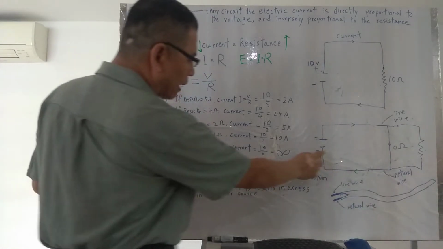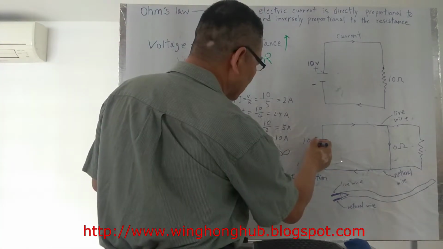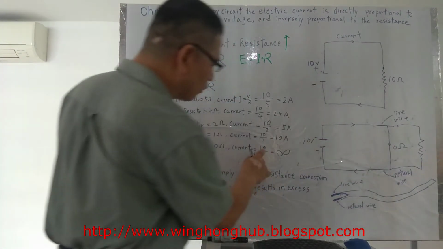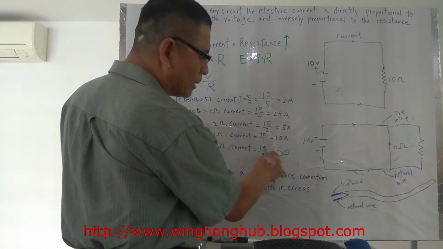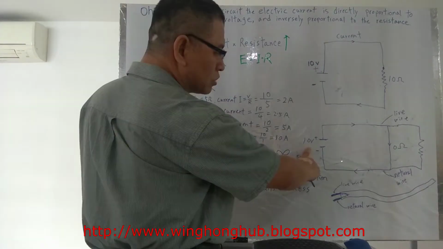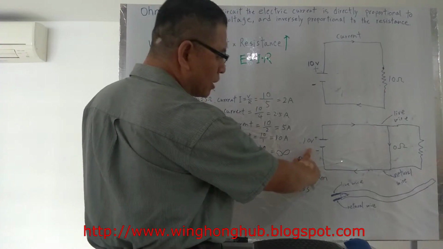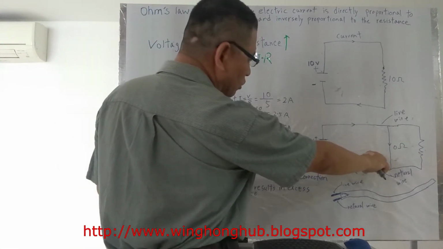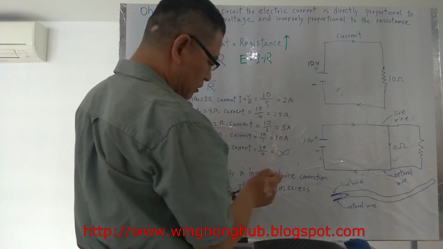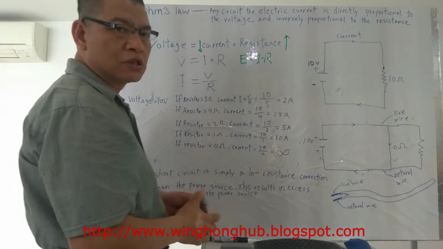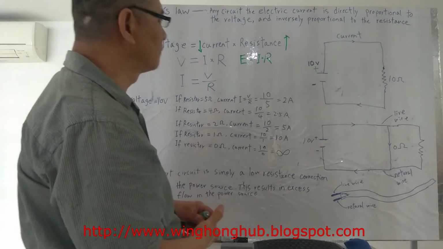You will see that now, let's say this one is 10 volt. This is 0 ohm, 10 over 0. The current will be unlimited, very, very high. So it will cause the power source to spoil and also the wire to burn, causing a fire. This is the reason for fire disasters.